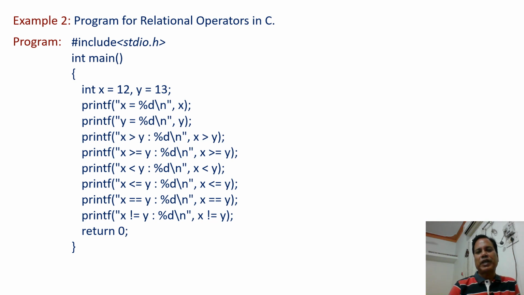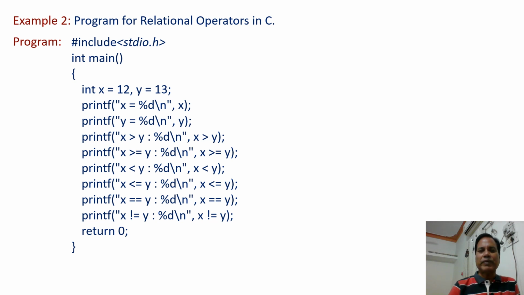Next is the printf statement x greater than or equal to y, then %d. At this point the value of x greater than or equal to y gets printed. So x greater than or equal to y is false, so again 0 gets printed at this point. In the next printf statement, x less than y colon %d. So at this point the value of x less than y, and here this condition is true. When the condition is true, 1 is printed.